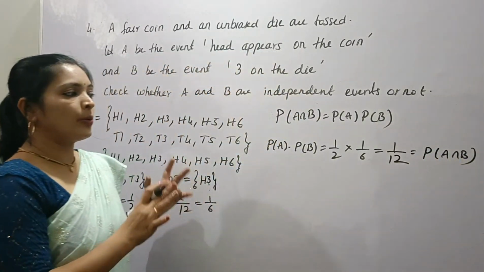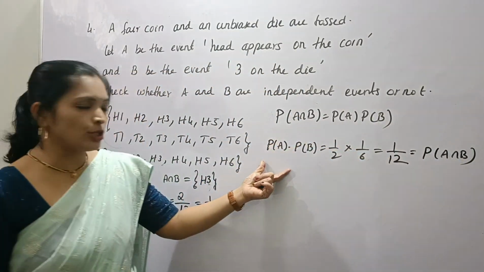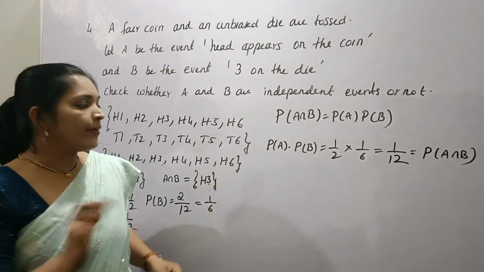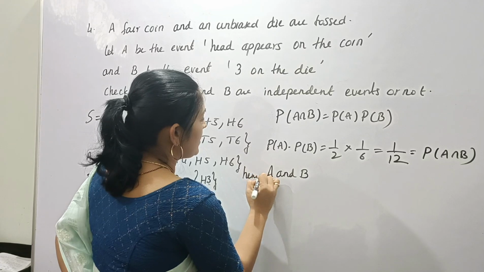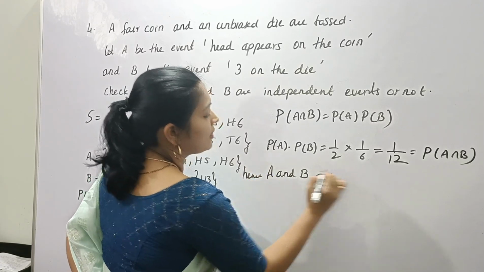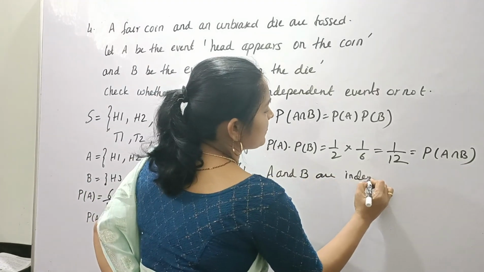Right? Now we have got probability of A intersection B is equal to probability of A into probability of B. Therefore, hence A and B are independent events.